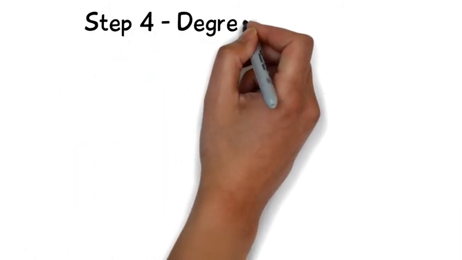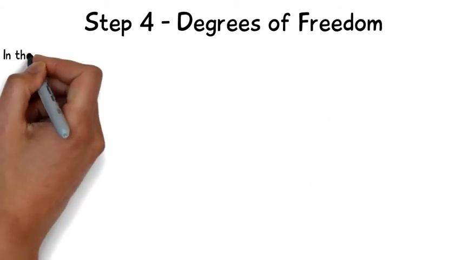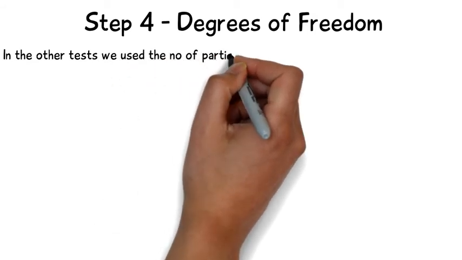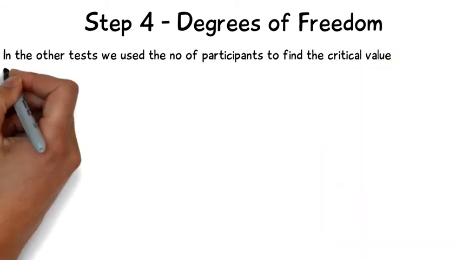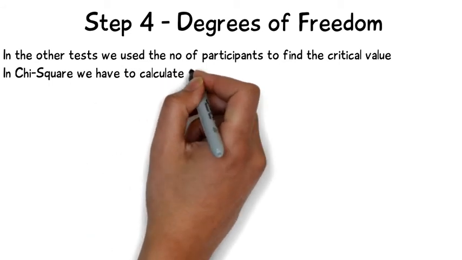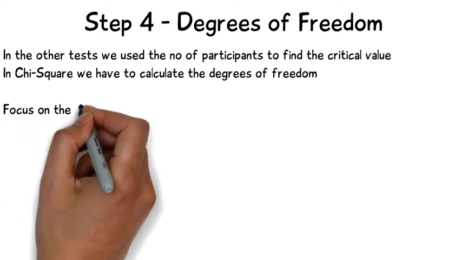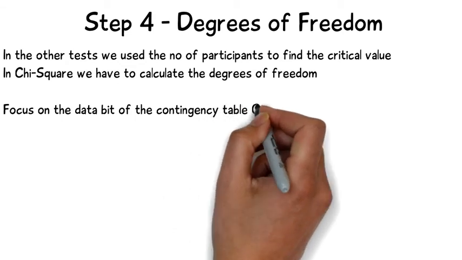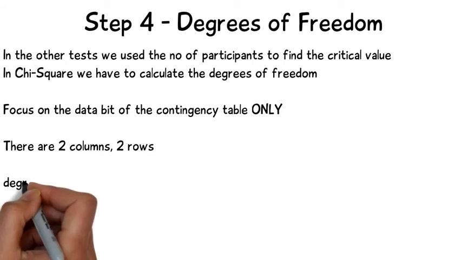So step 4, we're actually going to calculate something called, strangely, degrees of freedom. In the previous tests you've done, you've had to use the number of participants in this study to work out and find significance, to find a critical value. In chi-squared, you do something slightly different. What we use is the size of the table, and that results in this weird thing, degrees of freedom. So I want you to focus just on the data bit of that contingency table, the bit I highlighted for you. This was a 2 by 2 table in our example, 2 columns, 2 rows.